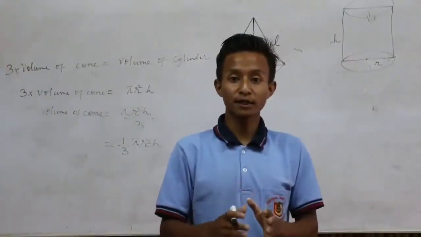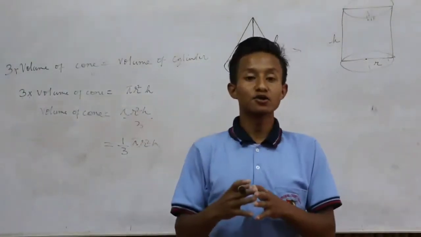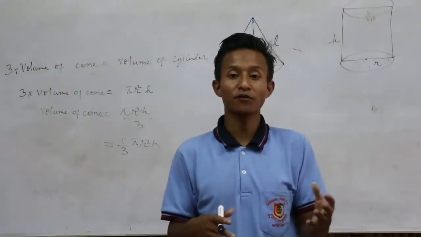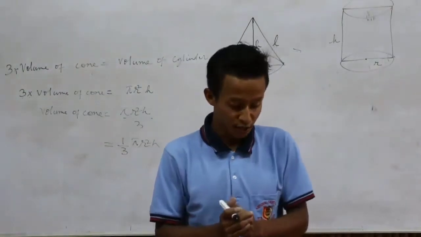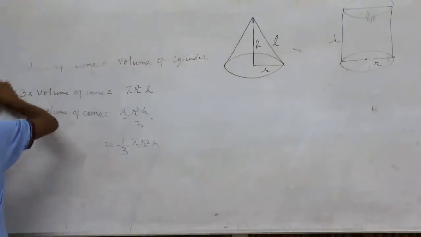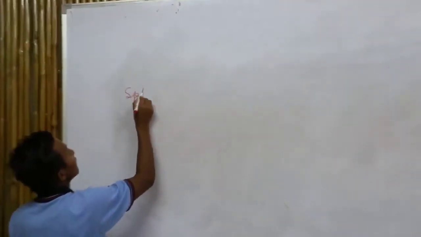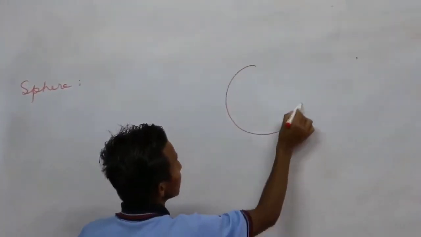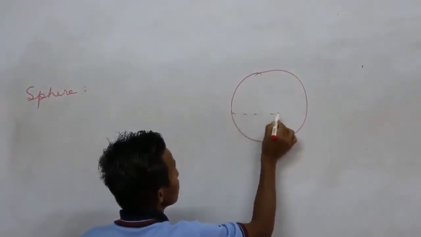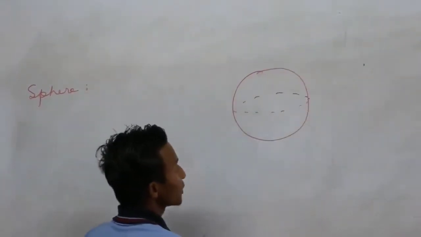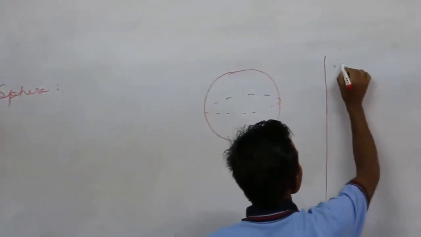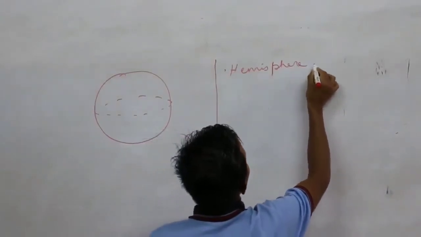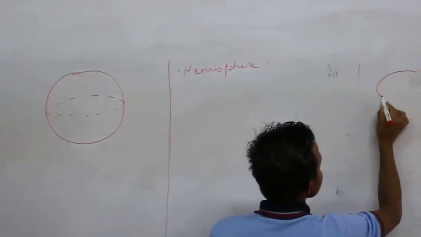So I am done with finding the surface area of a cone and also the volume of a cone. Now I am left with the surface area of a sphere and the volume of a sphere. So a sphere, something like this. It's like a ball. And apart from that, we also have a hemisphere, which is half of the sphere.